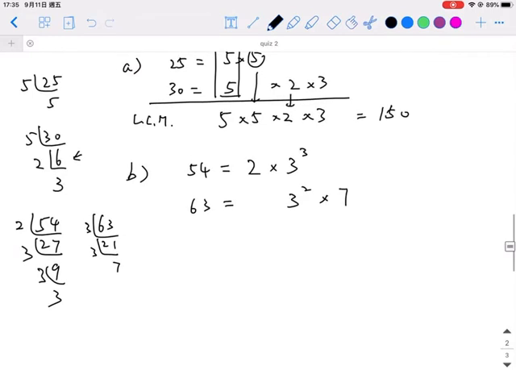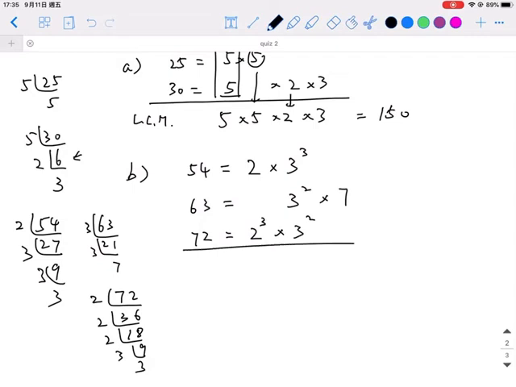And the last one, 72. Okay, so it's 2 times 36, 2 times 18, 2 times 9, and 3 times 3. So that means 72 is equal to 2 to the power 3 multiplied by 3 square. So how can I find the LCM? Okay, because we know that it is 2 only, and this is 2 times 2 times 2, so I will choose the larger one. So that means 2 cube.